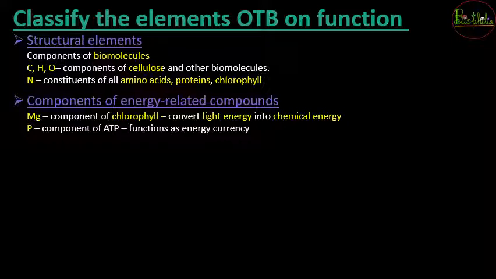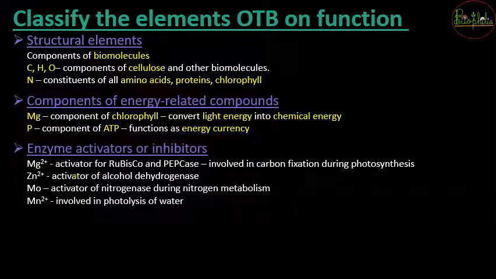Second is phosphorus, which is going to be the component of ATP. So adenosine triphosphate is going to act as an energy currency. So whenever energy is required, the ATP is going to be supplied, and for ATP production you need phosphorus. So again phosphorus is the element important for the plant. Third comes enzyme activators or inhibitors.